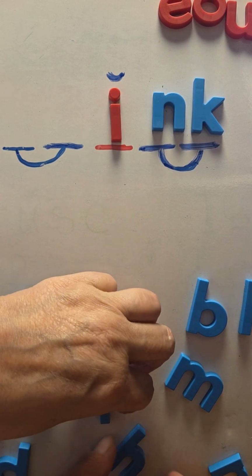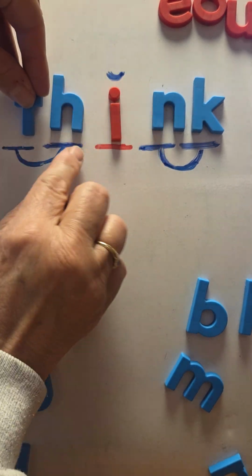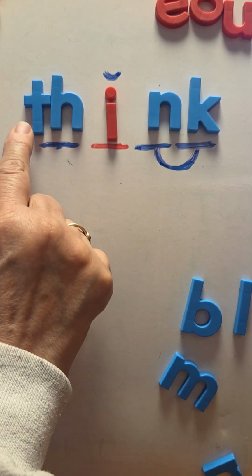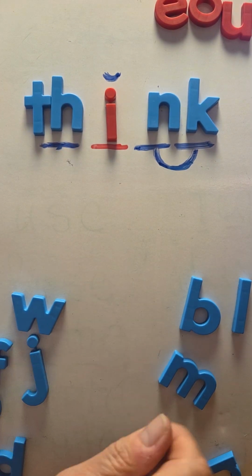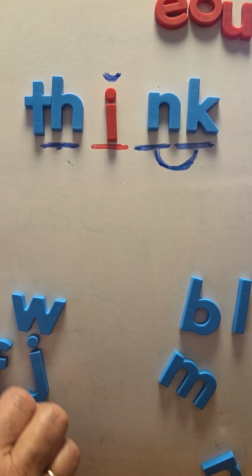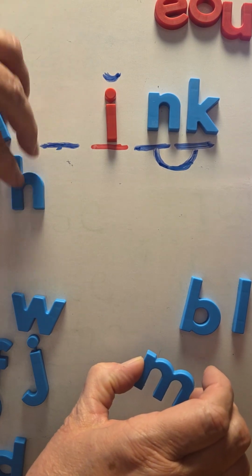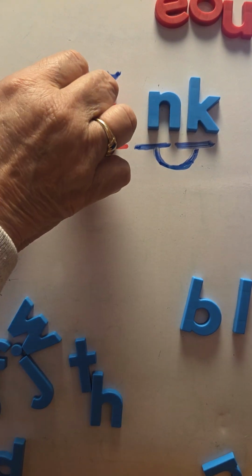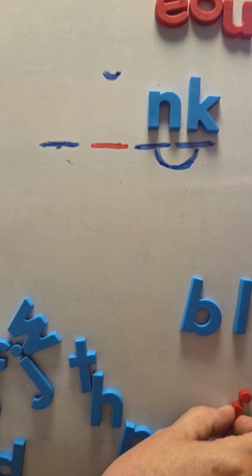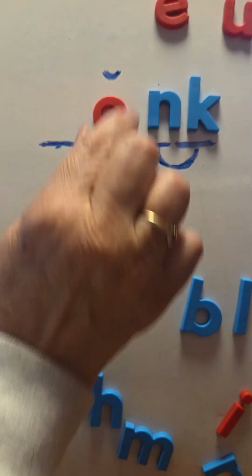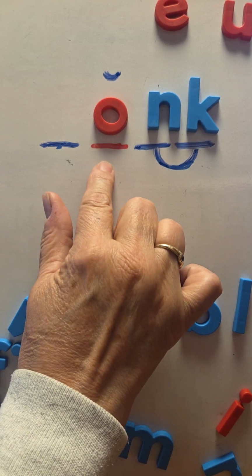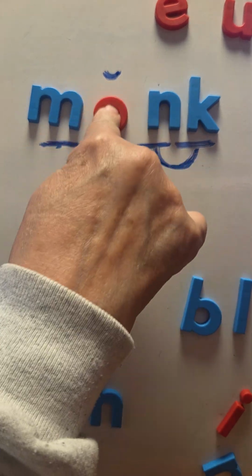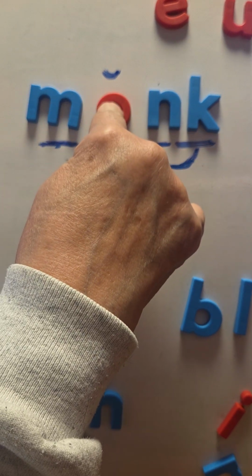How about, let's get rid of this. A very common one. I got to get rid of one of these lines because TH works together for one sound. Ink. Think. Yes. Here's an animal. A type of animal. Ink. Mink. Let's put an O. Monk. Oh, that changes its sound.